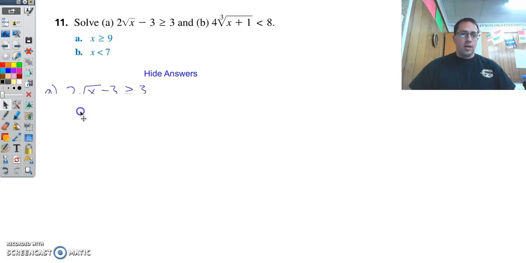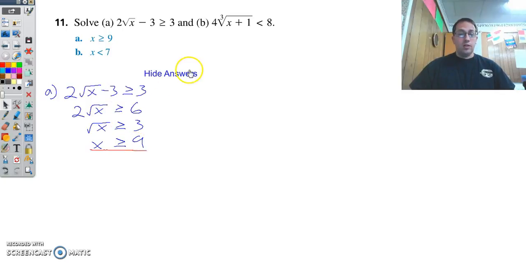Okay, so let's take a look at A. We have 2 square roots of x minus 3 is greater than or equal to 3. So first we have to isolate this radical. So the 3's got to go away, the 2's got to go away. We'll take care of that minus 3 first. So we add 3 to both sides. Divide by 2. So square root of x is greater than or equal to 3. We got to get rid of the square root, so we square both sides. So 3 squared is 9. X is greater than or equal to 9.